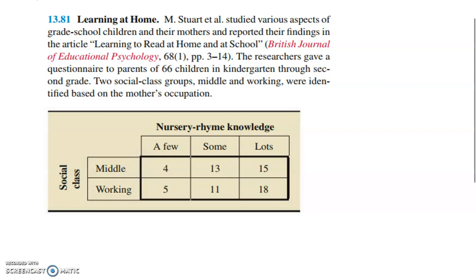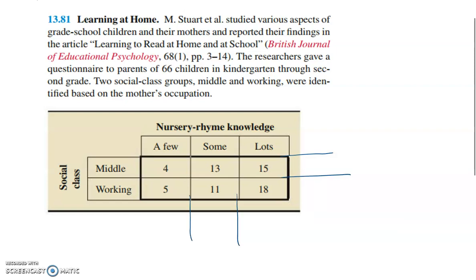So when we look at this, this is a basic contingency table, but what it doesn't have are the marginal values. In order to determine the expected value, because remember, here you have all the observed values for each category. How many middle class knew a few, knew some, knew lots? How many working class knew a few, knew some, knew lots? They're the observed numbers, the 4, the 13, the 15, 5, 11, 18. We need to find the expected. To do that, you need to finish the contingency table and find those marginal values.